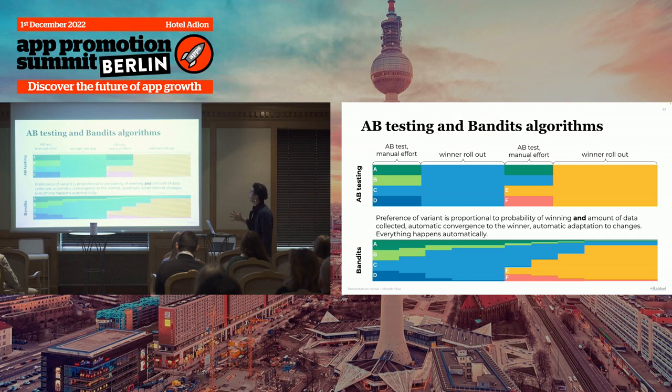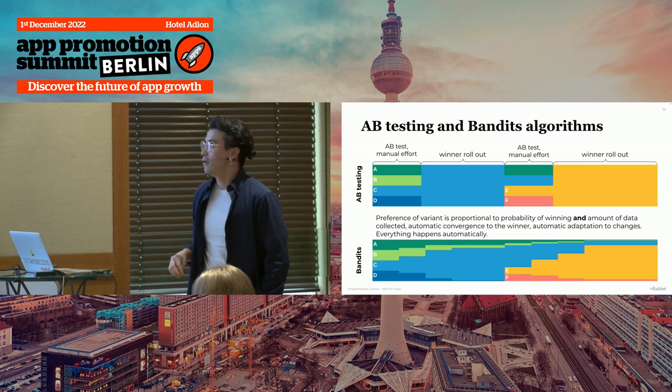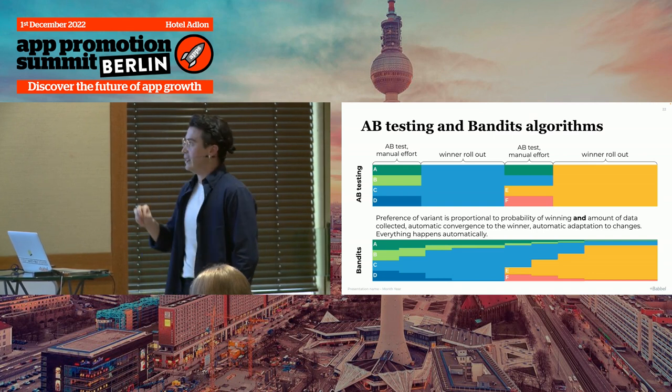Why we started working with these bandit algorithms is the name we put for this whole system. First, I want to make a little comparison between A/B testing and how the bandit works. We have, for example, four variants you want to test in your communication or in your channel. You see the four variants, and the best performing is the C one.